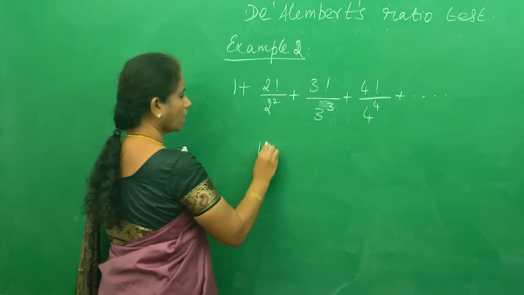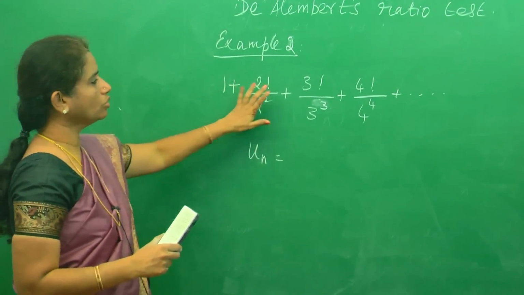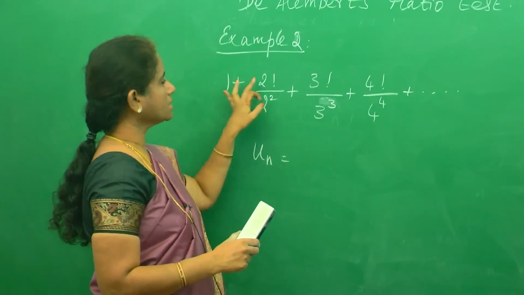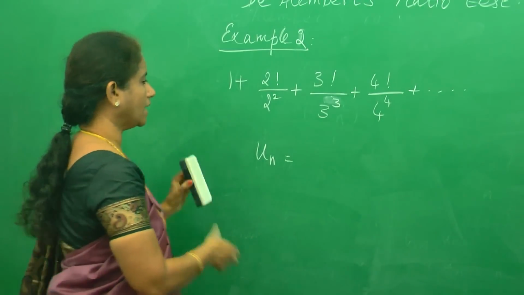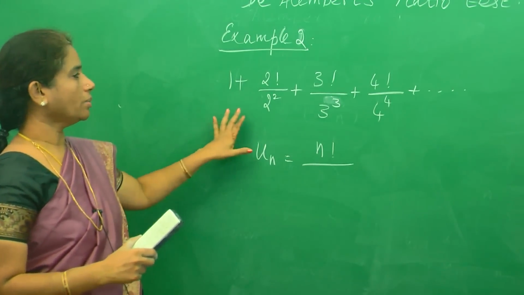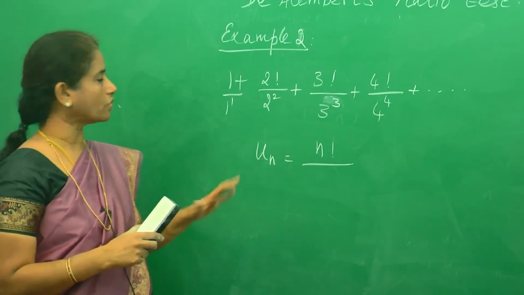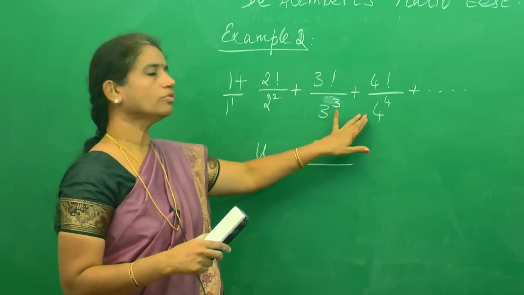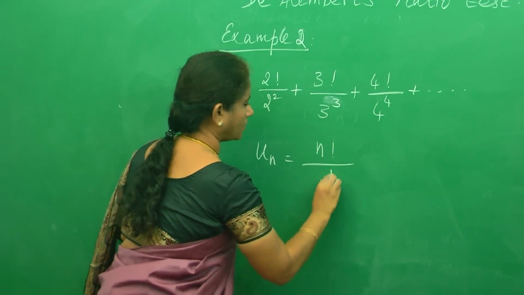So your un will be equal to, just look closely, 1, 2, 3, 4, it continues. First term has 1, second term has 2 factorial, third term has 3 factorial. So nth term will have n factorial. So numerator is done, very simple. Coming to the denominator, first term I can say it is 1 power 1, doesn't matter because 1 power 1 is 1. Second term has 2 power 2. Third term has 3 power 3, fourth term has 4 power 4. So nth term will have n to the power of n.